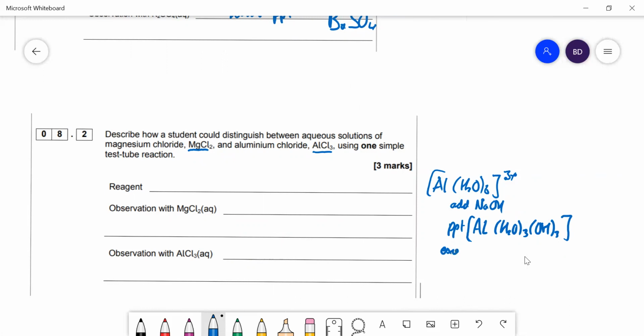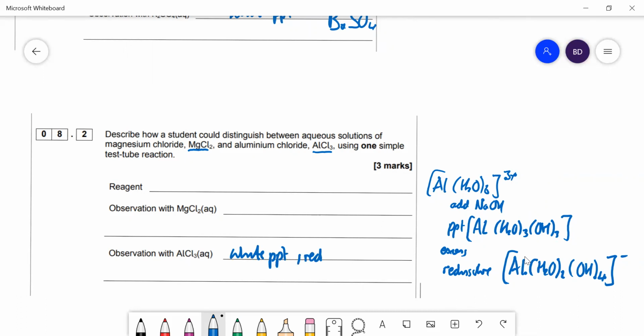And then you add excess and that will redissolve to form a colorless solution, because you actually form Al(H2O)2(OH)4-. You remove another proton, so it's negatively charged now. So that will happen with aluminium. You get a white precipitate which will redissolve to form a colorless solution when you add excess. We're actually adding sodium hydroxide solution.